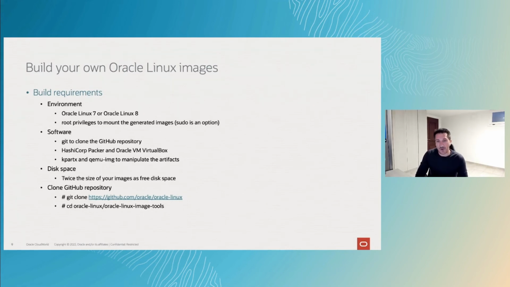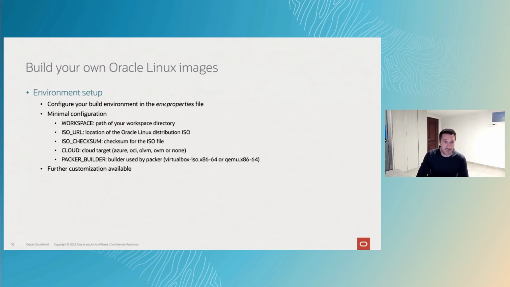Related to the software you need, you obviously need Git, just because you have to clone the GitHub repository that is publicly available. You also need to install HashiCorp Packer as well as VirtualBox on your machine, and other utilities that are also part of Oracle Linux, like kpartx as well as qemu-img, to possibly manage the images or the artifacts of your images. Disk space: twice the size of your images, right? What does it mean? It means that if the image I'm going to build is going to be 30 gigabytes in size, you will be required to have 60 gigabytes freed up on your disk. That said, the other build requirement is to just clone the Oracle Linux GitHub repository that is there and publicly available, to then change directory to the proper Oracle Linux image tools folder.